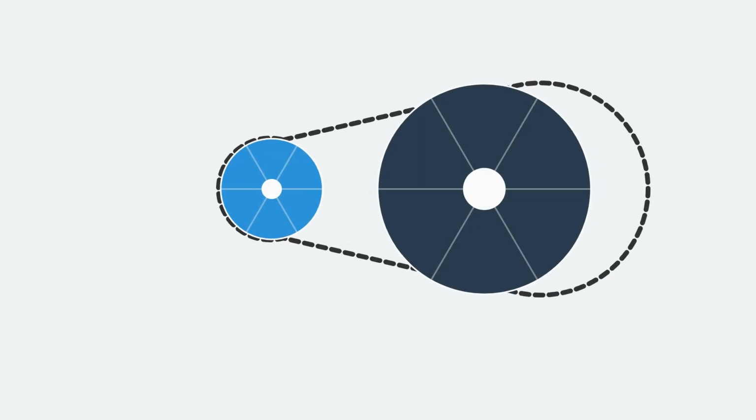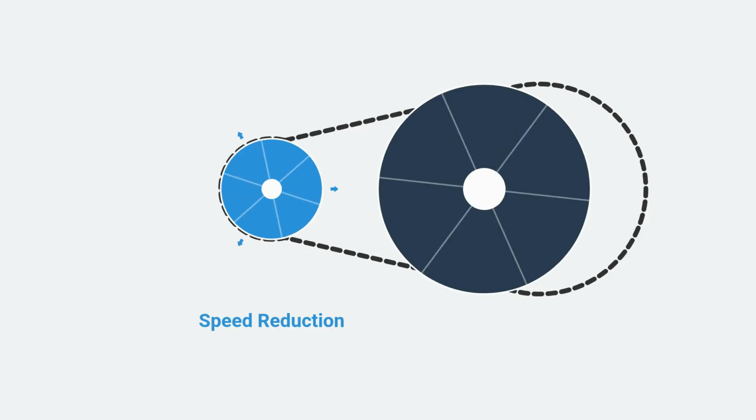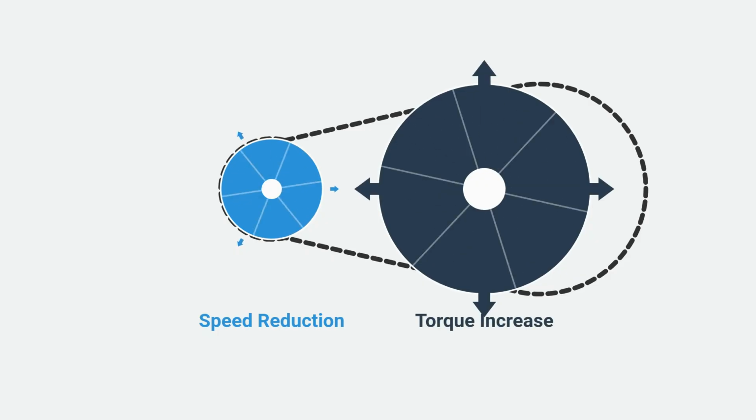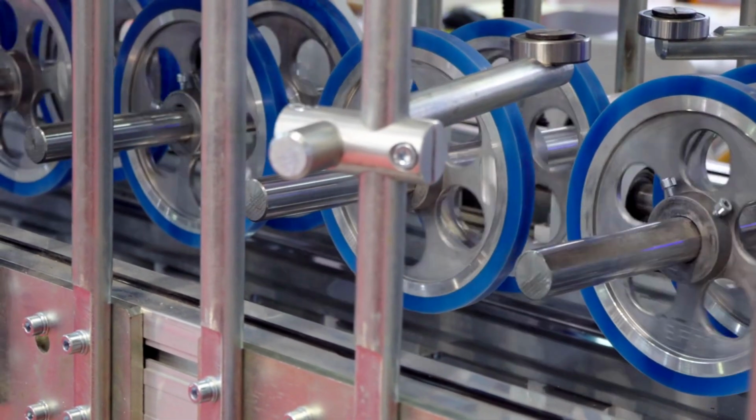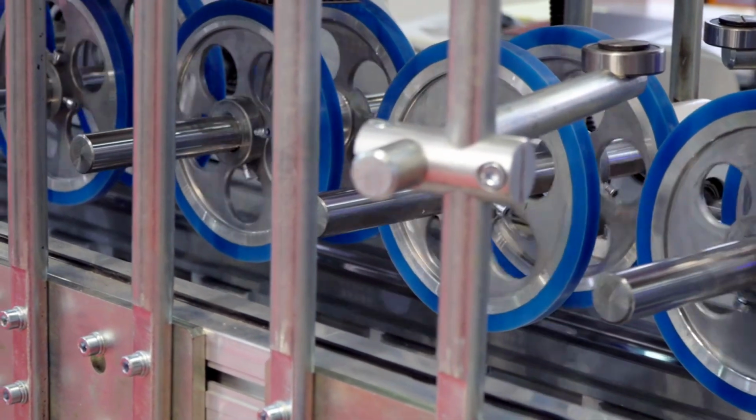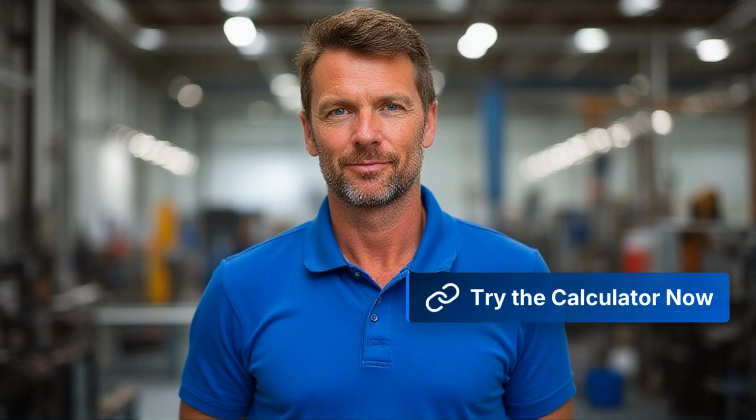When the driver pulley is smaller than the driven pulley, you'll see a reduction in speed but an increase in torque. Conversely, a larger driver creates higher output speed with reduced torque. This relationship is fundamental for designing belt drive systems, conveyor applications, and power transmission setups. This calculator streamlines your mechanical design process.